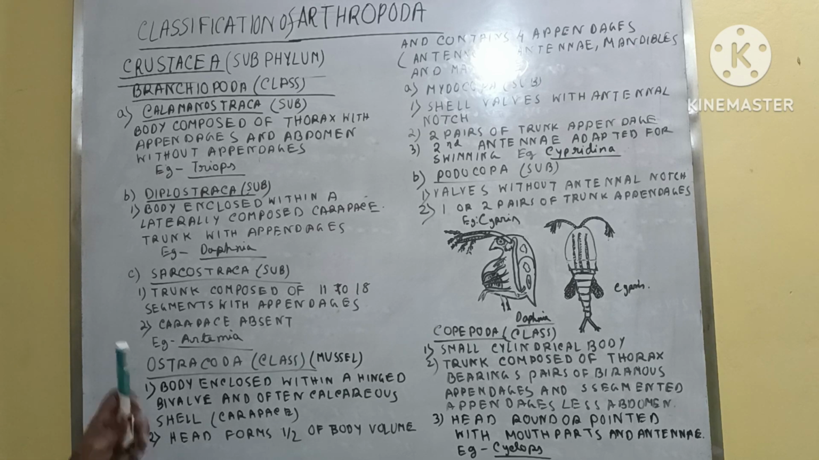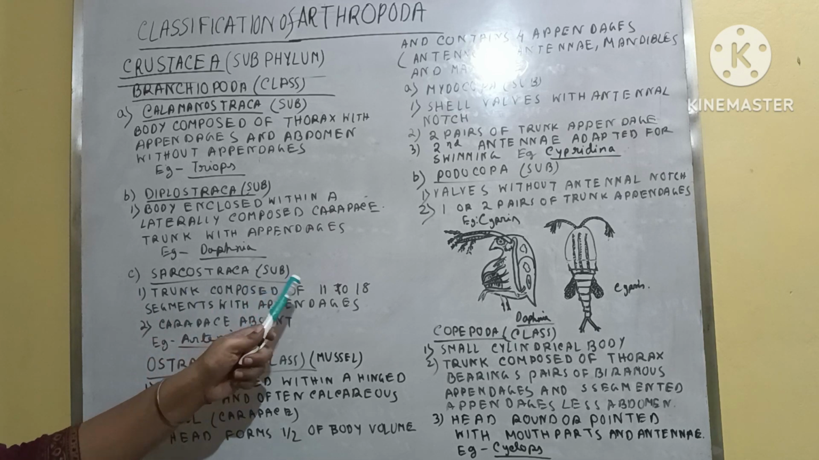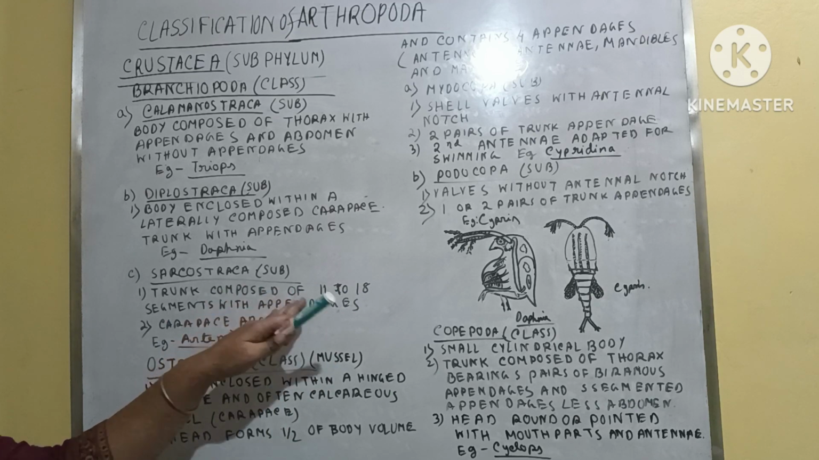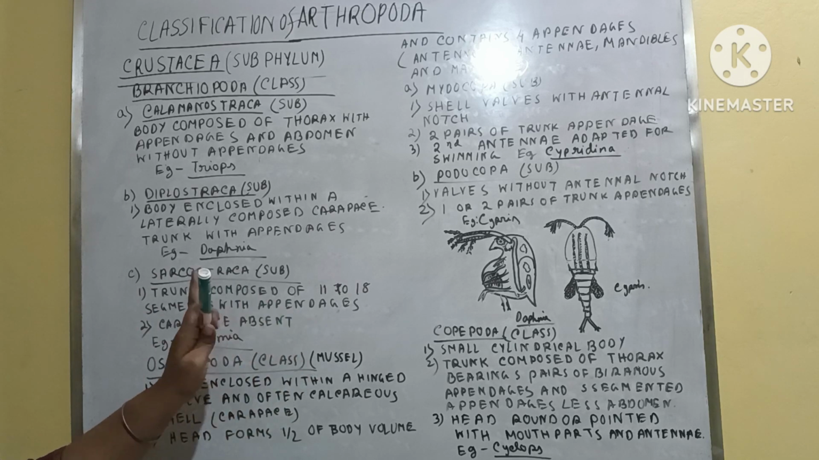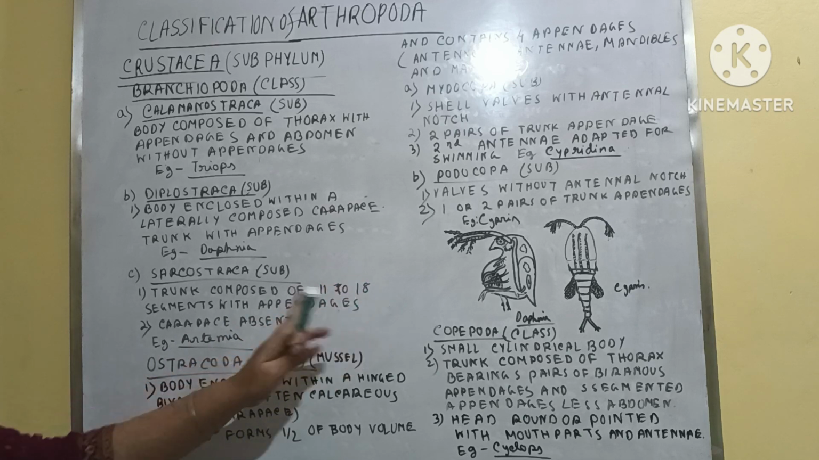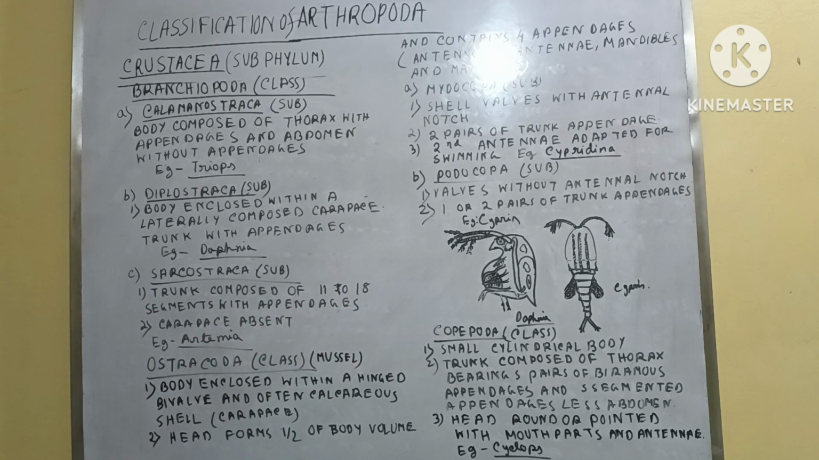And C is the Sarcostraca. Here the carapace is absent and the trunk is composed of 11 to 18 segments with appendages. Okay, trunk is with appendages, generally 11 to 18 segments are there in the trunk, but carapace is absent here. Example is Artemia. So these are the subclasses of Branchiopoda.